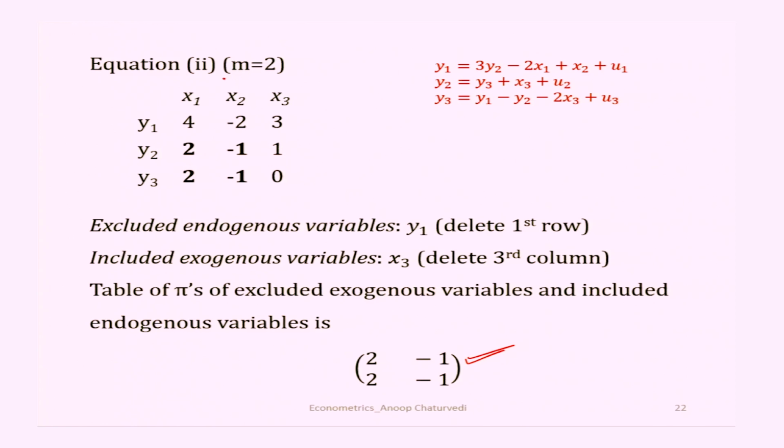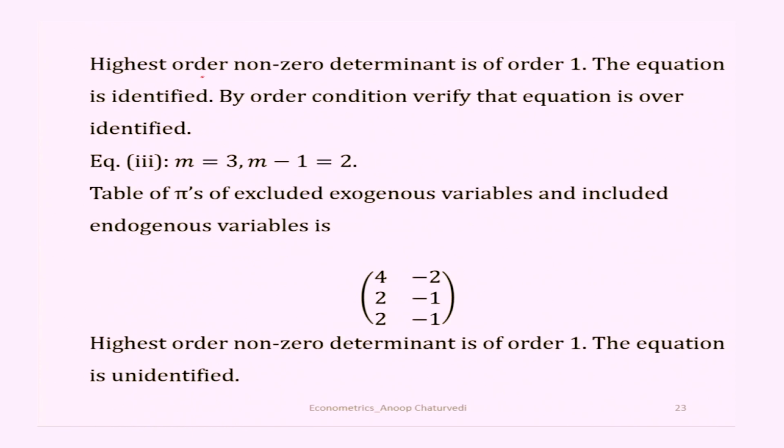Further, for the second equation, m is equal to 2. We delete the first row, we delete the third column, and ultimately these are the pies. What is the maximum order of non-zero determinant which you can form? It is 1. M is 2, so m minus 1 is 1. So, the highest order non-zero determinant is of order 1. The equation is identified. And by the order condition, you can verify that the equation is over identified.